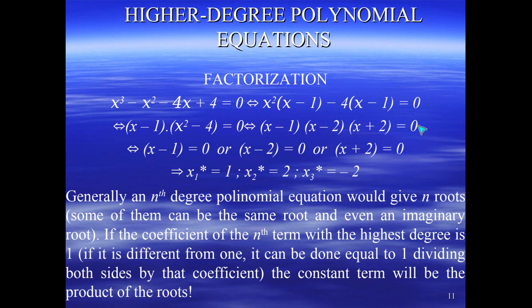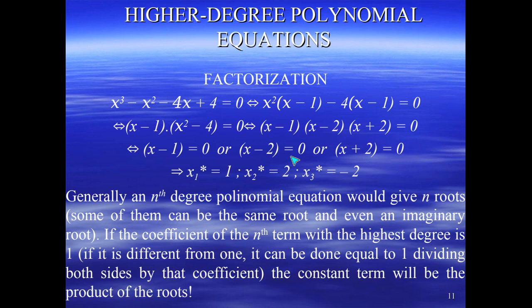What does it mean? If the whole product is 0, each one of these factors should be 0, one by one. Either x minus 1 is 0, or x minus 2 is 0, or x plus 2 is 0. From these three sub-equations we obtain three solutions. If x minus 1 is 0, x1 star is 1; x minus 2 is 0, x2 star is 2; and x plus 2 is 0, then x3 star is minus 2. This way we obtain the three solutions of this equation.